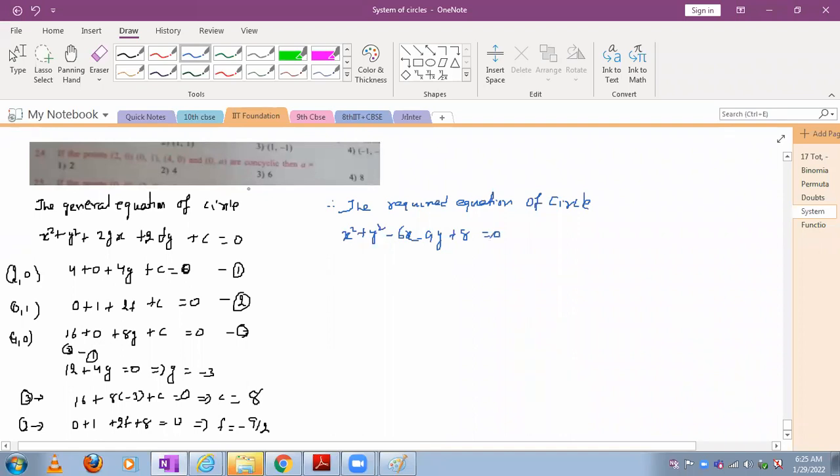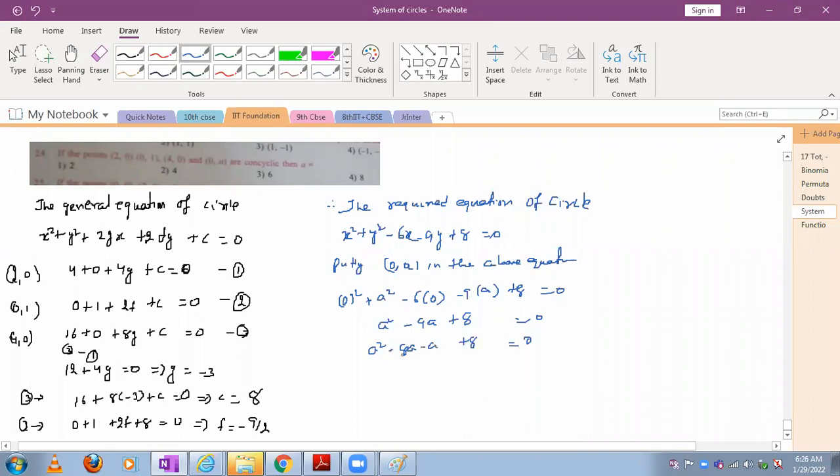Now, substituting 0, A in the above equation. 0 whole square plus A square minus 6 into 0, minus 9 into A, plus 8 is equal to 0. So A square minus 9A plus 8 is equal to 0. So A square minus 8A minus A plus 8 is equal to 0. Taking A common, A minus 1 into A minus 8. So A is equal to what? 1 or 8. Got it?